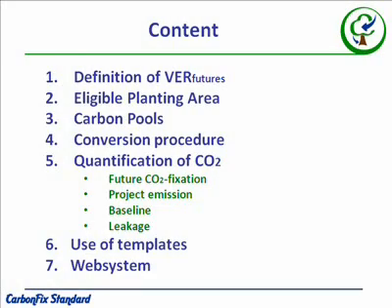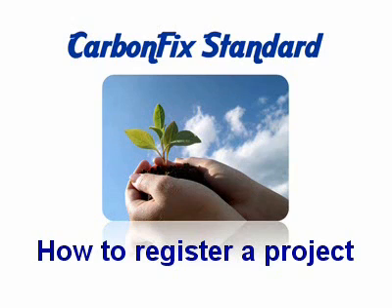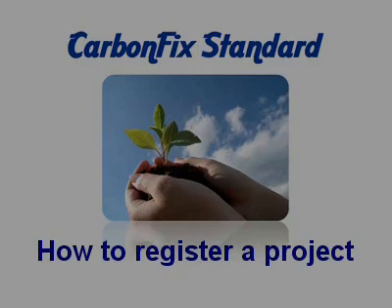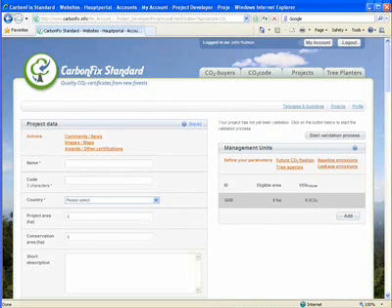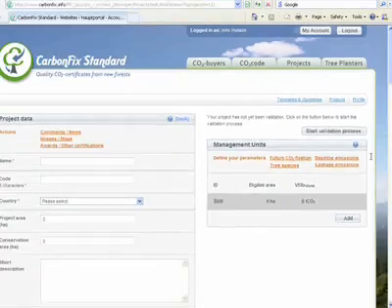The final step of this VERfutures web tutorial is how to enter this data in the web system. Therefore, we go to the project page we created. How this is done is explained in the web tutorial How to Register Your Project. And this web tutorial also explains how to upload your PDF and zip files which you have created. In this web tutorial, we now focus on how to enter the future CO2 fixation in our different management units. Therefore, we go to the box Management Units to the right. We start here with entering the future CO2 fixation of our different growth models as we calculated in the template Future CO2 Fixation. Just click on Future CO2 Fixation.